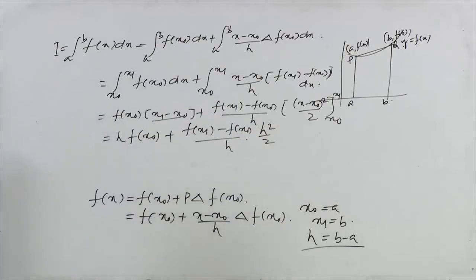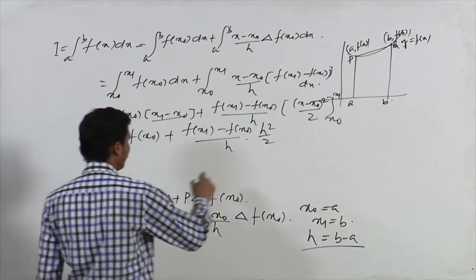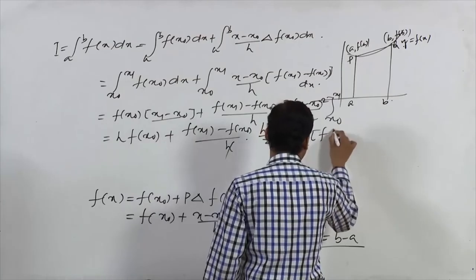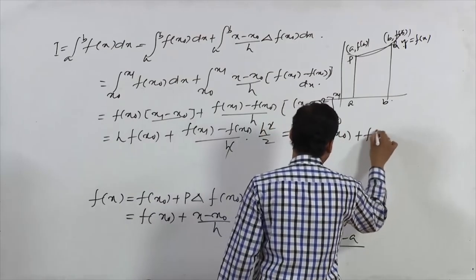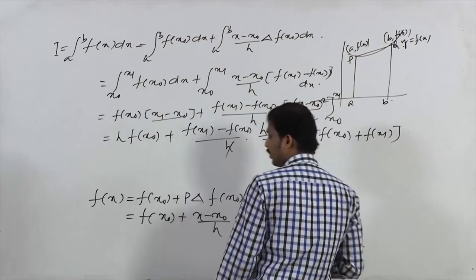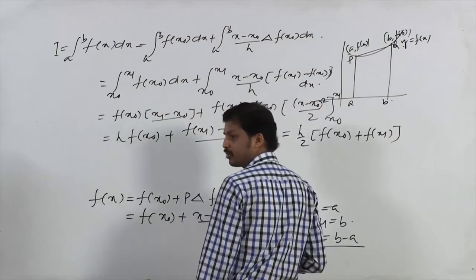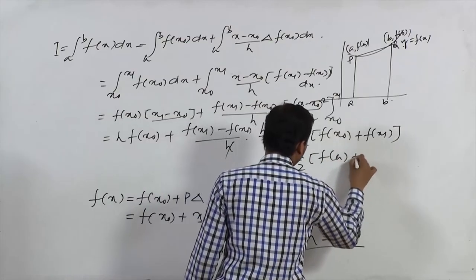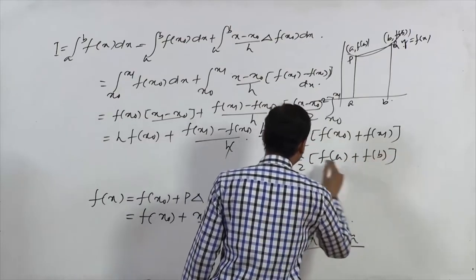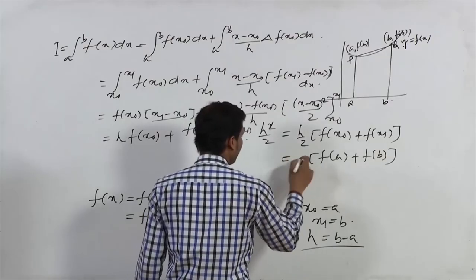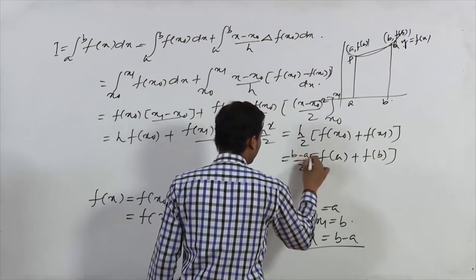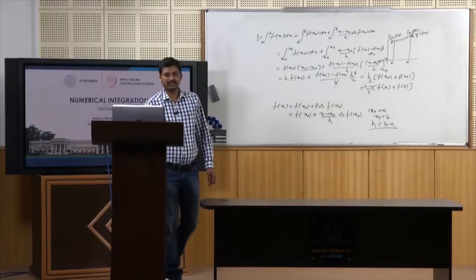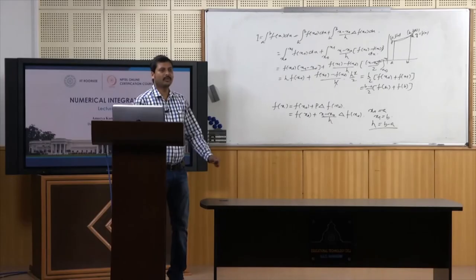Finally, this can be written as (h/2)(f(x0) + f(x1)). It can also be represented as (h/2)(f(a) + f(b)). Replacing h in terms of b and a, this is ((b − a)/2)(f(a) + f(b)). So this is basically called a 2-point quadrature formula.